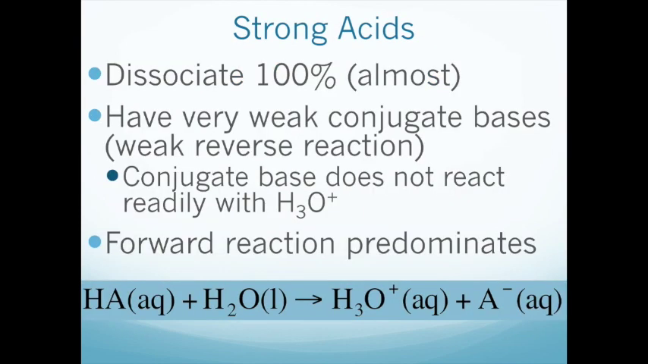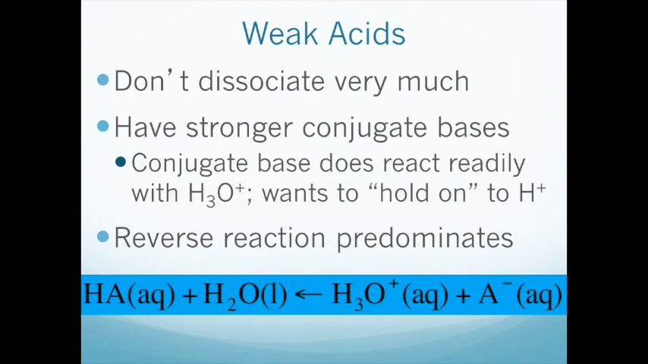Now, strong acids will dissociate nearly 100%, and therefore they have very weak conjugate bases. This means that the reverse reaction will be very slow, and mostly conjugate base and H3O+ will exist in solution. This means the forward reaction will predominate, as shown in the reaction below. Now, weak acids don't dissociate very much, and they therefore have stronger conjugate bases, and these conjugate bases react readily with H3O+ to hold on to H+ ions, and therefore the reverse reaction predominates.